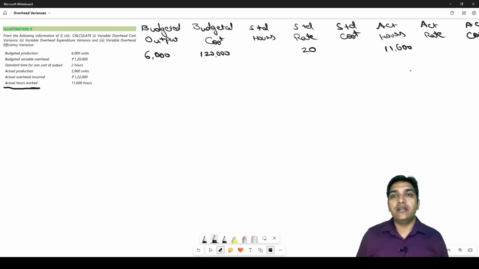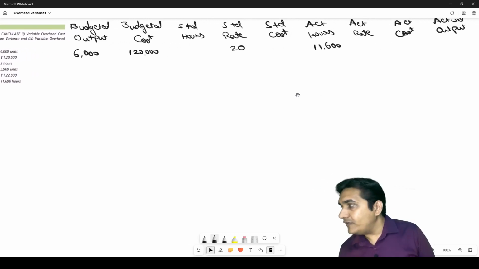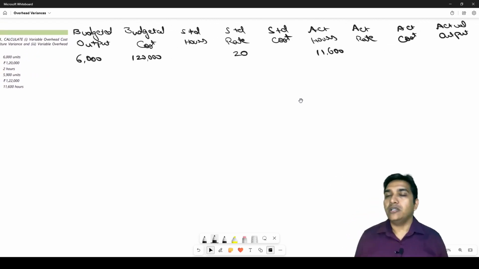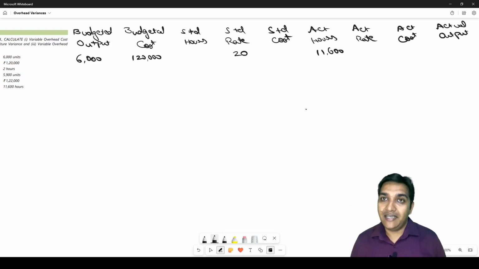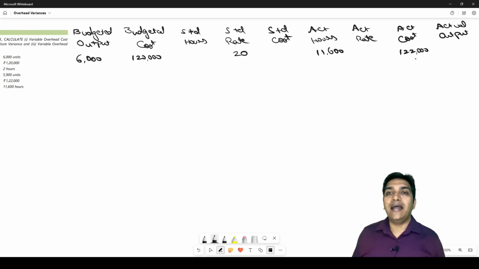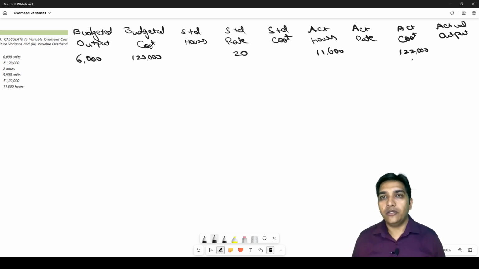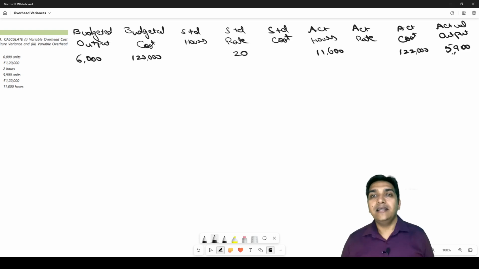Do we have the actual rate? No. The question is silent about actual rate. So we will move on. Next, actual cost. Does the question give us the actual cost? Yes. It says the actual cost is 1,22,000. Next, the question also gives us the actual output. What is the actual output? 5,900 units. The question says the actual output is 5,900 units.